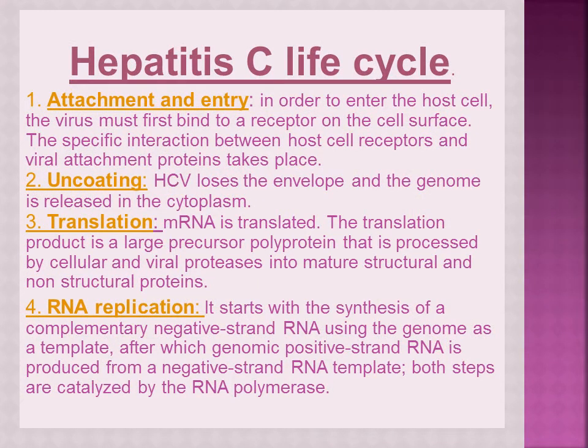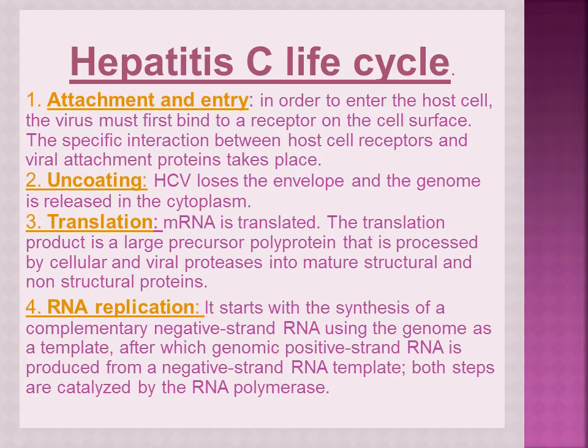Now, what is the hepatitis C life cycle? For production of infection, there is a compulsory first step, which is attachment and entry. In order to enter the host cell, the virus must first bind to a receptor on the cell surface. A specific interaction between host cell receptors and the viral attachment proteins takes place. After that, HCV loses the envelope and the genome is released in the cytoplasm. This step is called uncoating.